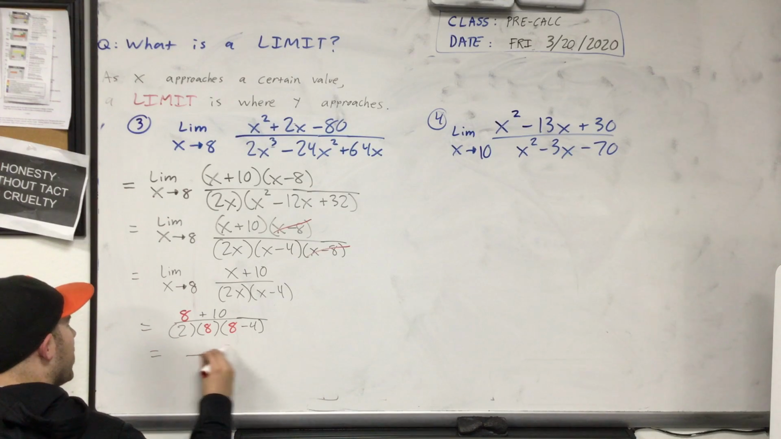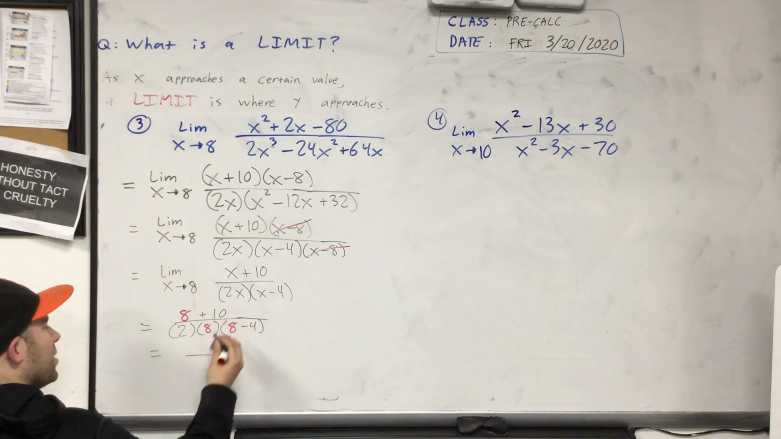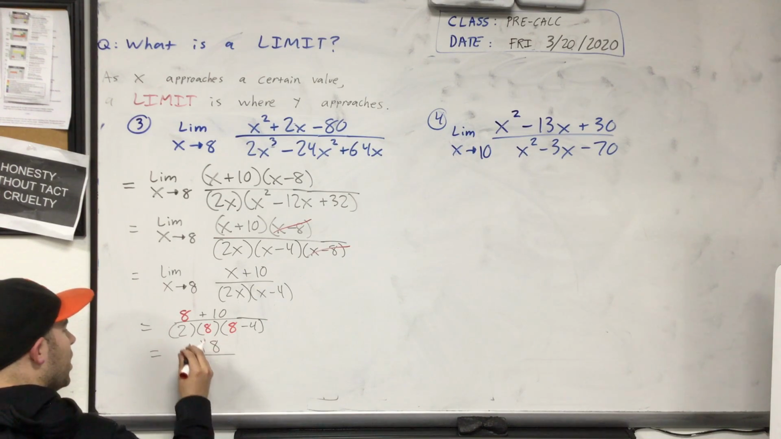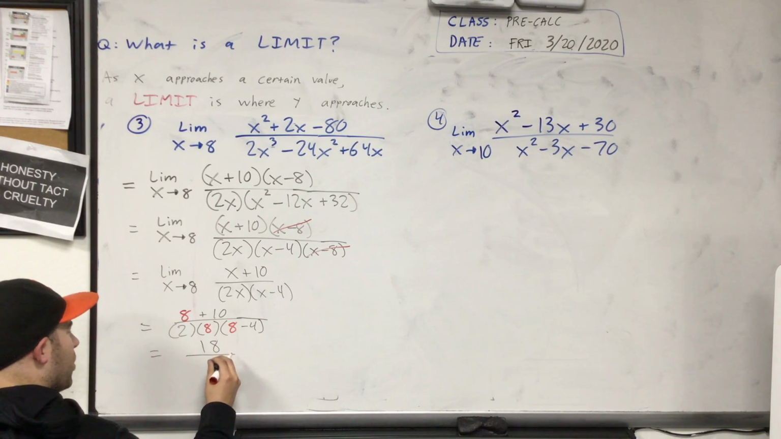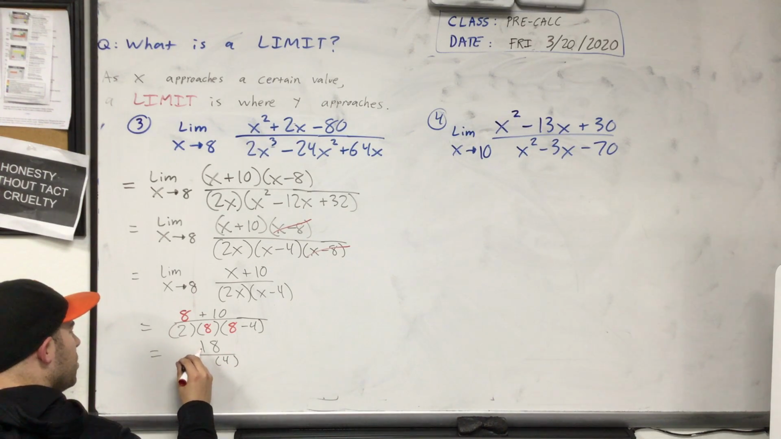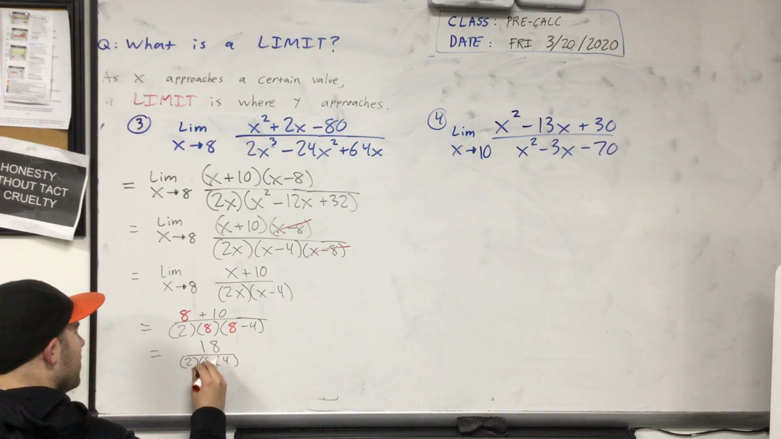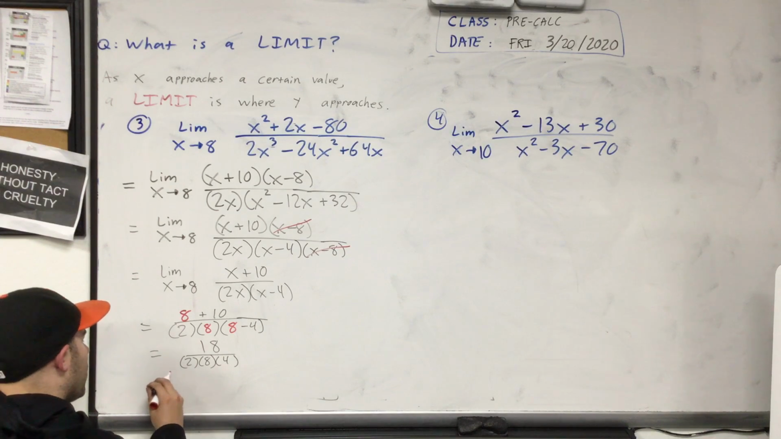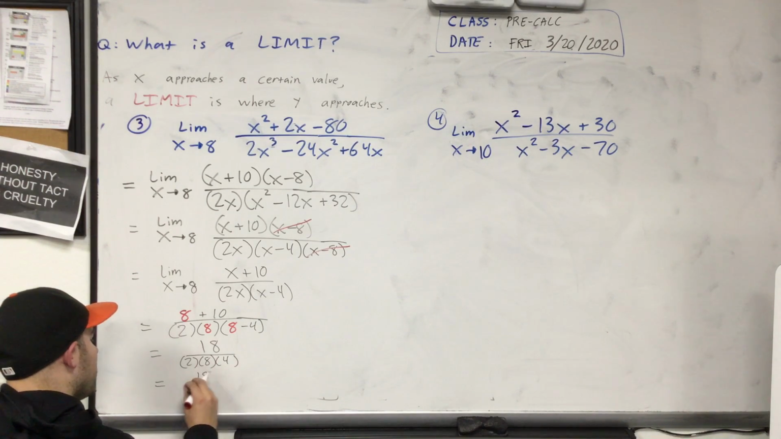Piece by piece, we're going to figure this out. The top part is simply 8 plus 10, so that is 18. I'm going to do 8 minus 4 first. That's going to be 4. Then I get 2 times 8, which is 16. 16 times 4 is 64.